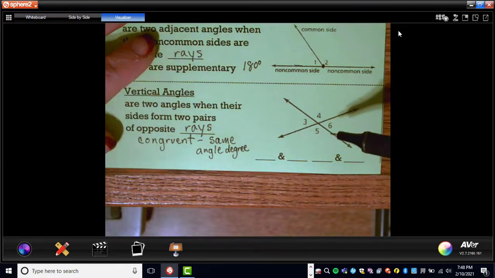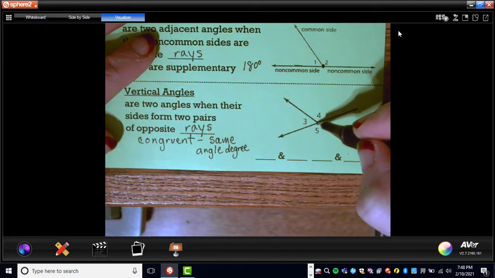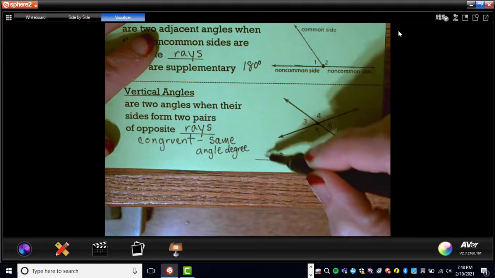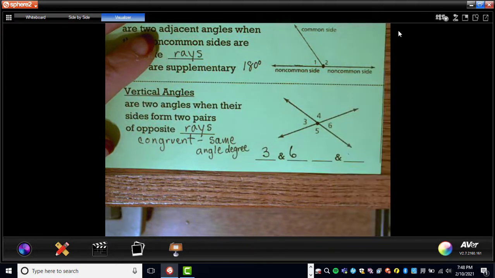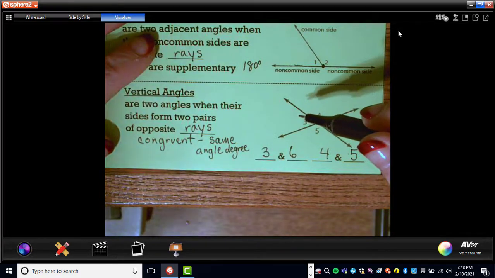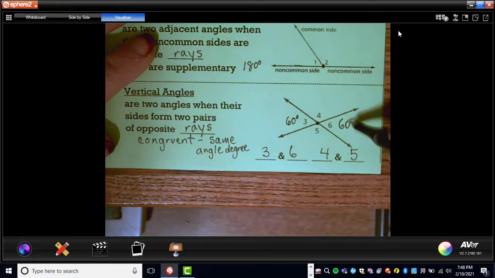So if we look at this picture, these are two lines that are intersecting. This would be our vertex in the middle. Two lines always intersect in a point. So opposite angles here, 3 and 6, those are called vertical angles, and those would be equal to each other. Angles 4 and 5 are opposite each other. And again, those would end up having the same degree. So let's just put a degree there. Let's just say that this is 60 degrees. So that means angle 6 would be 60 degrees.